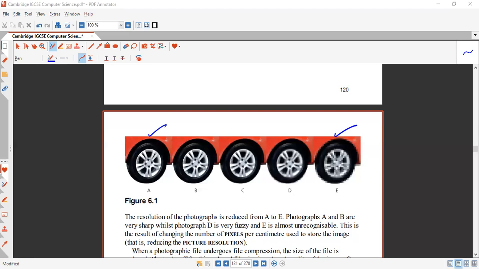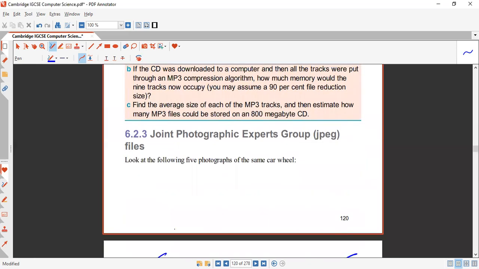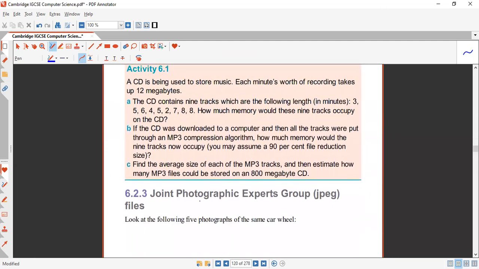Now we're coming to another question. What does it say? It says a CD is being used to store music. Each minute worth of recording is 12 megabytes. Now, every single minute takes 12 megabytes. They say the CD contains 9 tracks with the following lengths in minutes: 3, 5, 6, 4, 5, 2, 7, and then 8, 8. How much memory would these 9 tracks occupy?